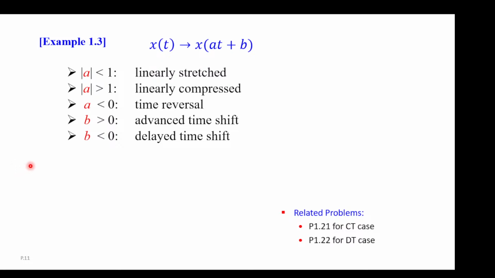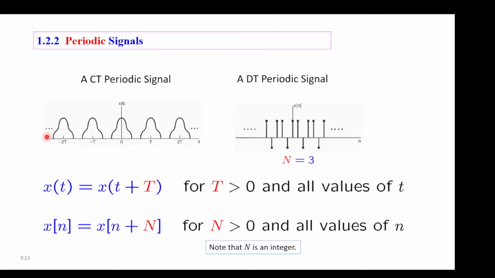Okay. So this is a summary of these three kinds of linear transformation. You can multiply your time by some constant, and you get stretch or compress; plus another constant, you get advance or delay; and with a negative sign here, you get time reversal. Those are the three operations you do on the independent variable. If there is no question, then let's go to another concept.